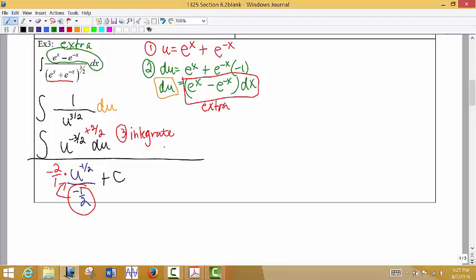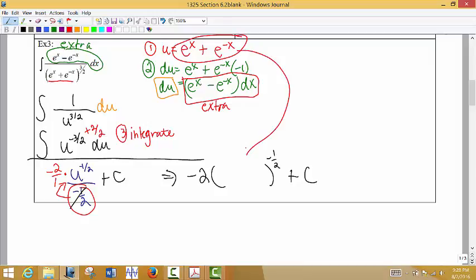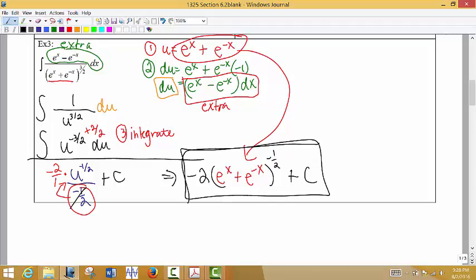So what's the last thing we want to do before we leave out? Before I leave out, I want to replace what u represents. So now we have -2 times u to the -1/2 power plus c, and I'm going to take what u represents and put it back in place of u in my final answer. So we have -2 times, in parentheses, e to the x plus e to the negative x, all of that raised to the -1/2 power plus c, and that represents our final answer.